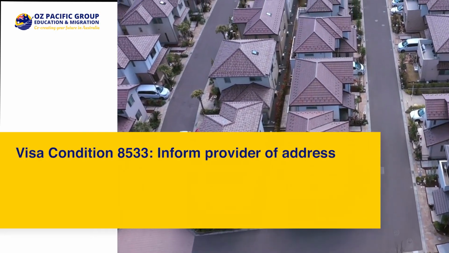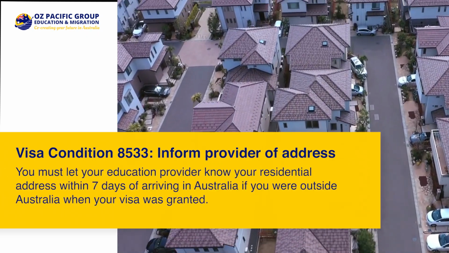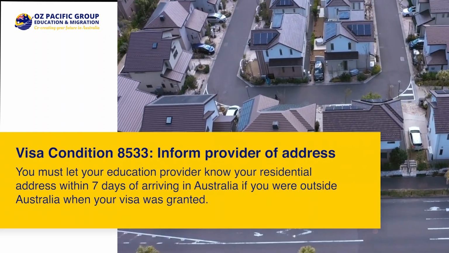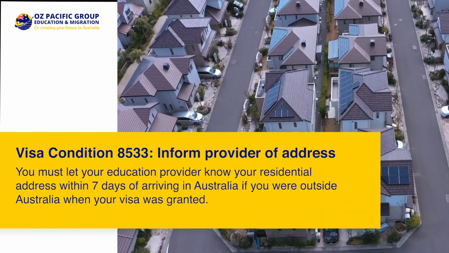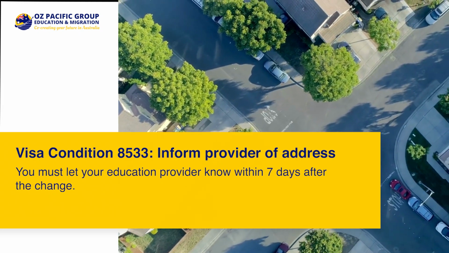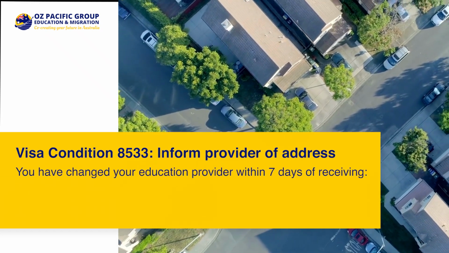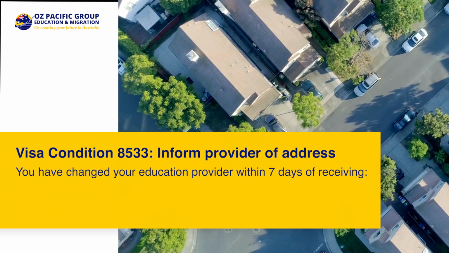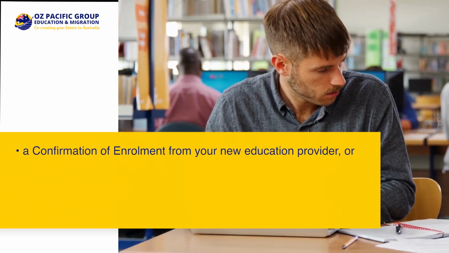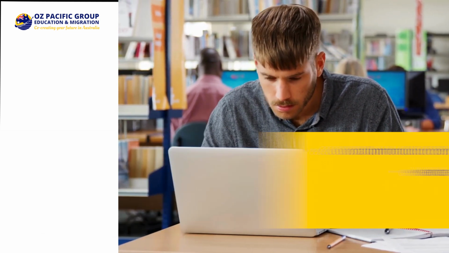6. Visa Condition 8533. Inform provider of address. You must let your education provider know your residential address within 7 days of arriving in Australia if you were outside Australia when your visa was granted. If your residential address changes, you must let your education provider know within 7 days after the change. Notify your current education provider that you have changed your education provider within 7 days of receiving a confirmation of enrollment from your new education provider, or evidence you have been enrolled by the new education provider.